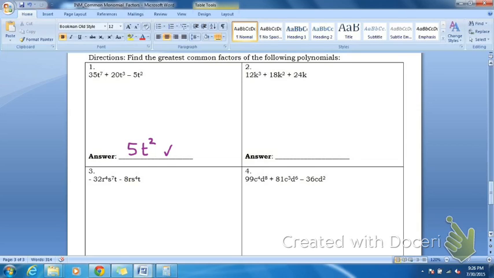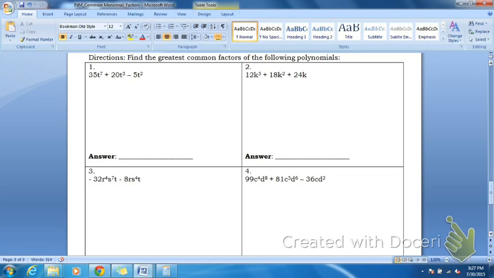Okay, now for number 2, looking at that one, 12, 18, and 24 are all divisible by not 12 because of that 18 in the middle. But they are all divisible by 6. And when we look at the variables, all of them can be divisible by k to the 1st. But again, as soon as you can, I want you to just leave it as 6k. Okay. Moving on to the next two.